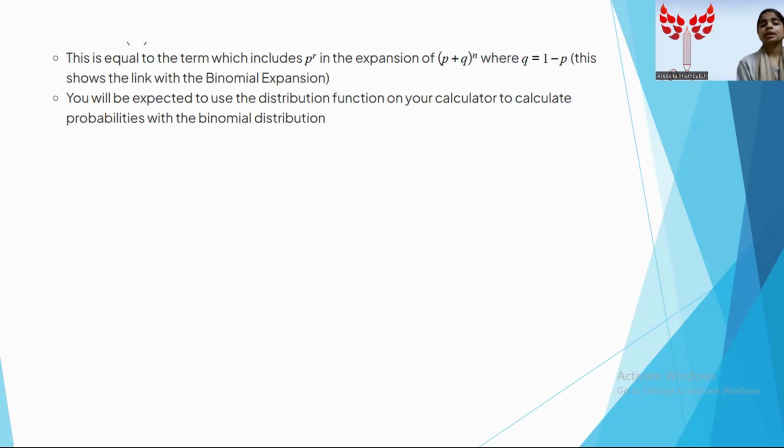Now let's look at it from here. If I expand (p plus q) to the power n, where q is equal to 1 minus p, this shows the link with the binomial expansion. You can see this link with the binomial expansion.